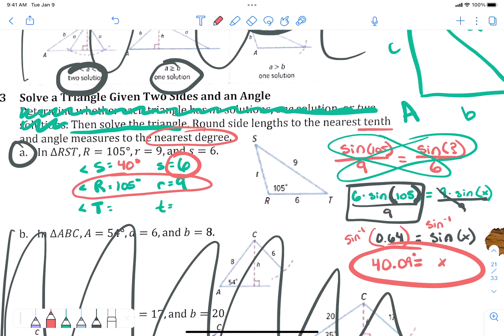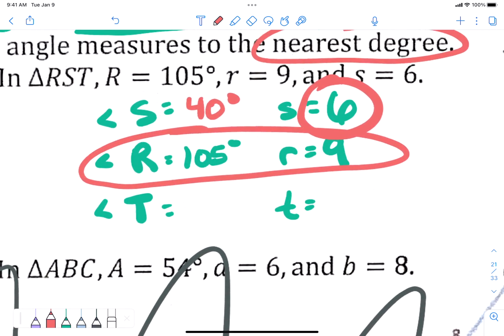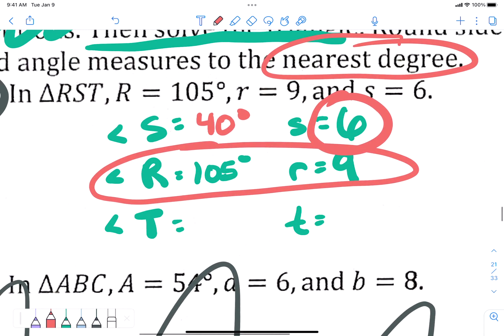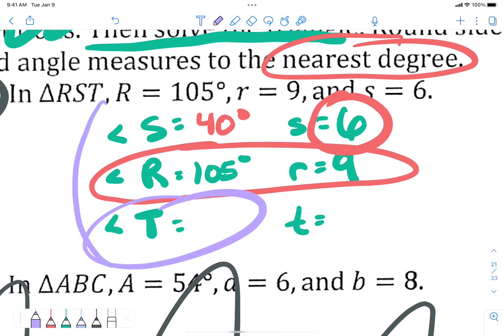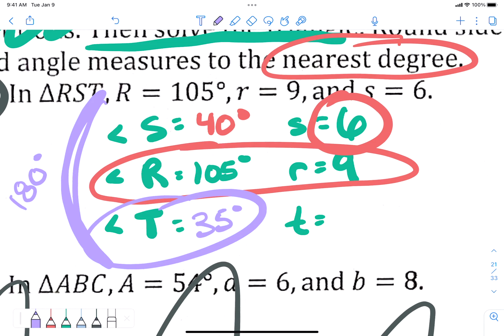Okay, now what do we want to solve for? What can we do next? Like out of this whole big chunk right here. What can we find next? The angle. Yeah, we can solve angle T really easily, actually, because these all have to add up to be 180, right? Okay, so if I add this together and subtract from 180, you get like 35 degrees. That's perfect. Beautiful. Okay, now we can use the law of sines again to solve for side T.